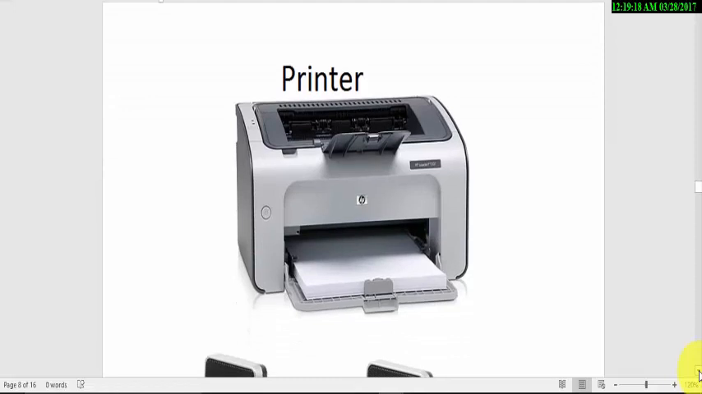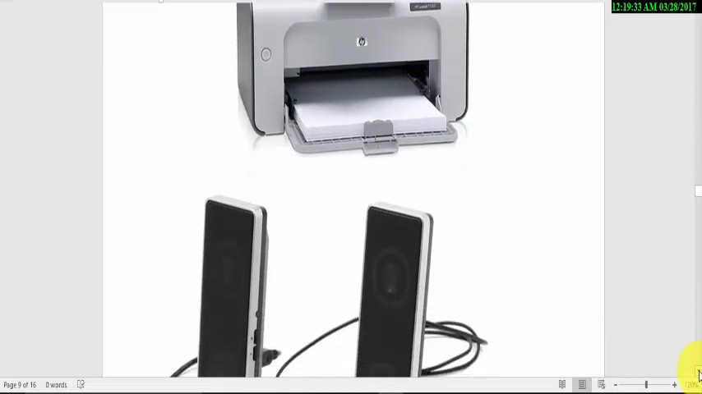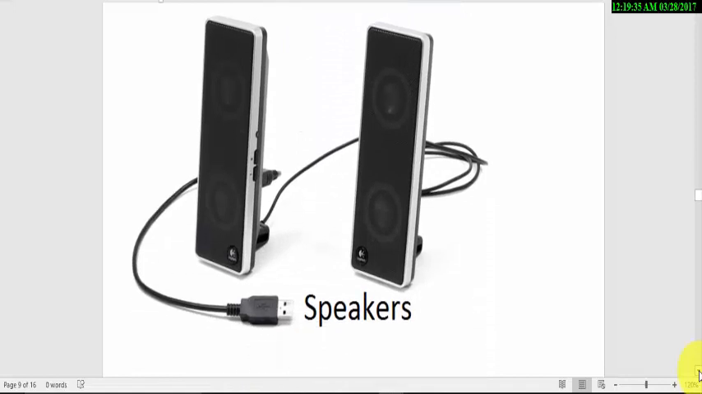This is a printer. A printer is an output device. It is used for printing out hard copy so that we are able to see what we have typed. Then these are speakers. These are output devices. They help us to hear sound on the computer.